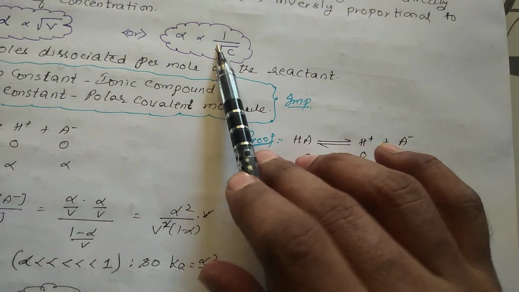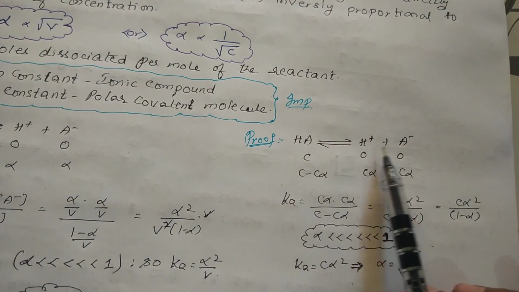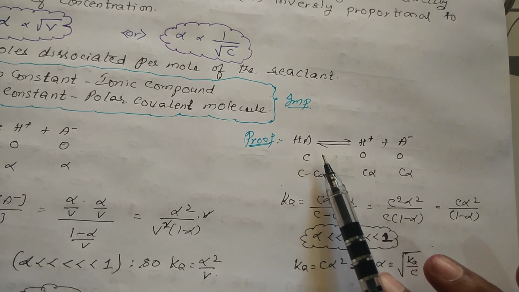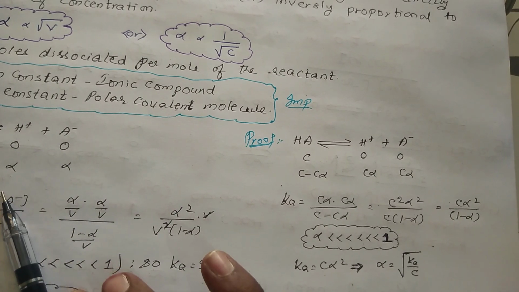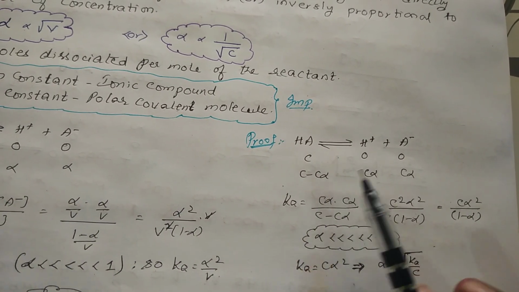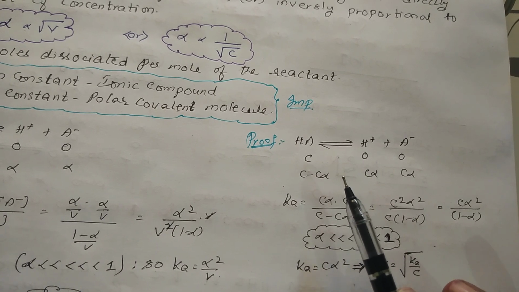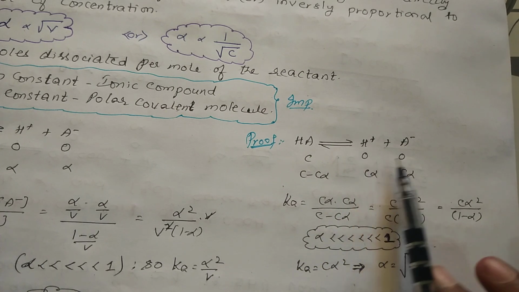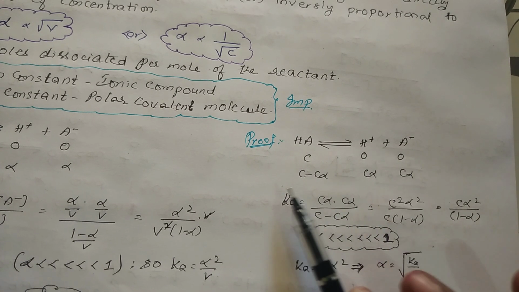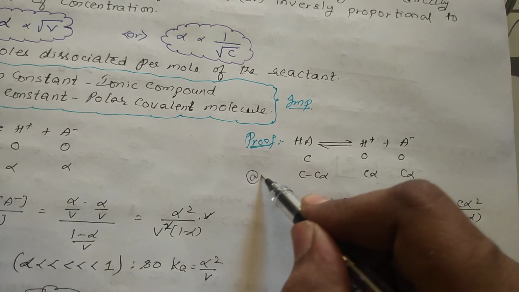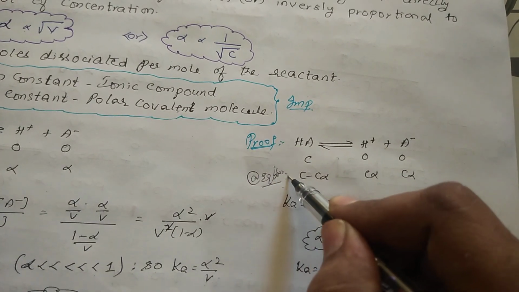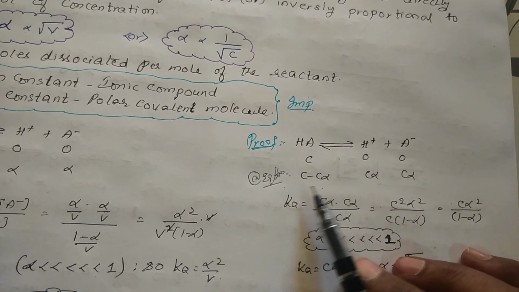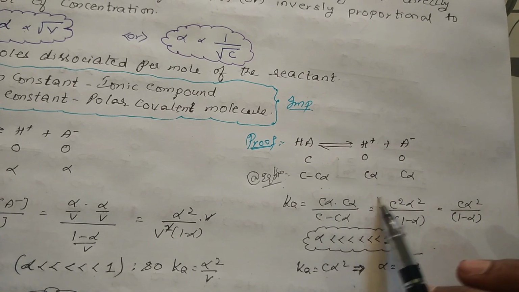Going for the proof of this one, let me take HA, H plus and A minus in equilibrium. Now instead of taking moles, I am taking concentration only. If you take moles, you should divide by volume, right? If you take concentration directly, you need not divide by volume, because concentration itself is the number of moles per volume. So if I take the concentration as C, you are having 0 and 0 for H plus and A minus at the initial position. At equilibrium, from 1 mole alpha will be gone, so it is C minus C alpha, and how many will be formed? C alpha, this one C alpha.